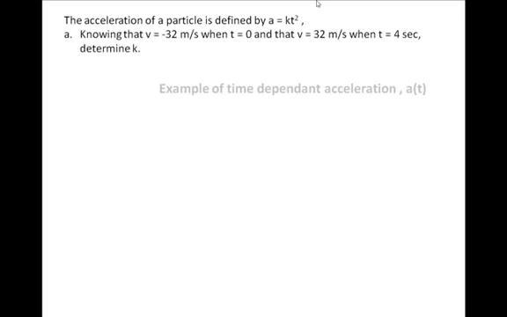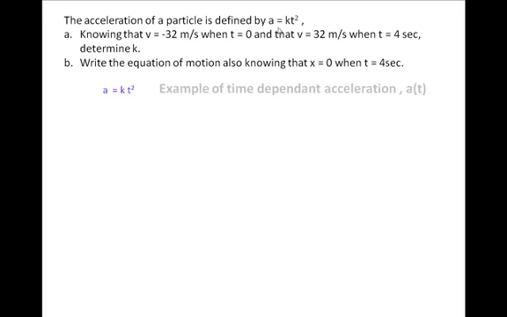Okay, let's go to the next one, where we have an example of time dependent acceleration. So for this purpose we have taken this problem. The acceleration of a particle is defined by a is equal to kt square. k is unknown, and the data given is, knowing that v is equal to minus 32 meter per second when t is 0, and v is equal to 32 meter per second when t is 4, determine k. That is the first part. The second part is, write the equation of motion, also knowing that x is equal to 0 when t is 4 seconds.